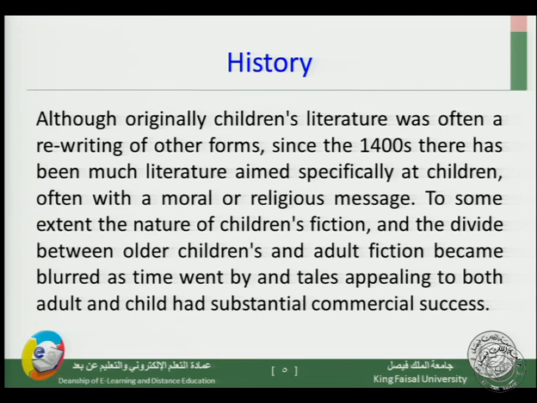We can sum up what we have said, okay? There was some kind of oral tradition of children's literature before the invention of the press. The press, that is, the printing machine. When the printing machine was invented, books for adults were summed up for children. And then in the 1400s, some books for children began to be written. There has been much literature aimed specifically at children. Before that, no books were specifically written for children.